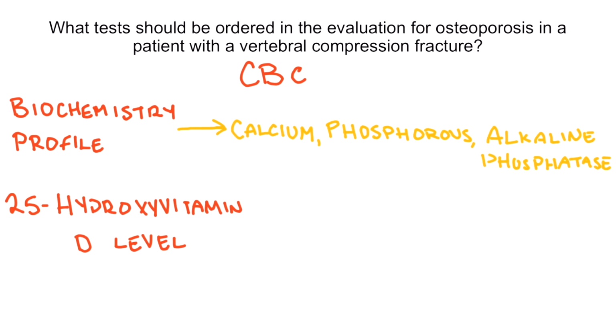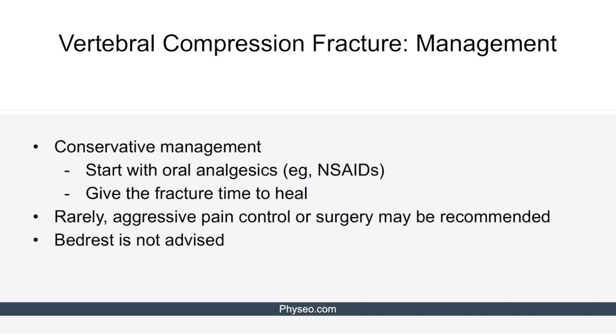Finally, we can perform a DEXA scan, which paints a picture of the patient's overall bone mineral density. The primary treatment for vertebral compression fracture is centered on conservative management. This includes oral analgesics such as NSAIDs and modified activities to give the fracture time to heal. The vast majority of patients will get better with these conservative measures within 6 to 8 weeks.